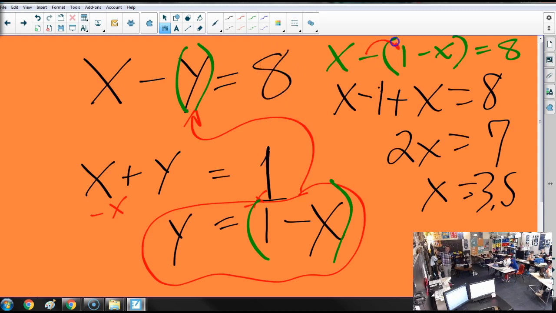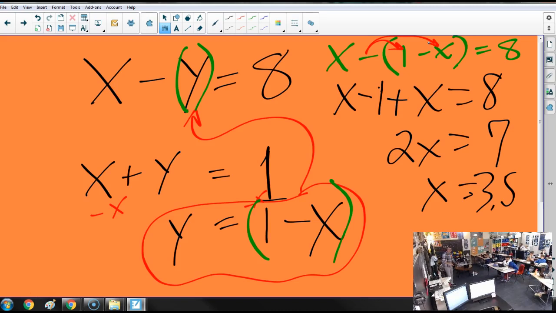This distributes and does the opposite of everything in the parentheses. Opposite of 1, negative 1. Opposite of negative x, plus x. Are we with me? Definitely. I lost you about the third.